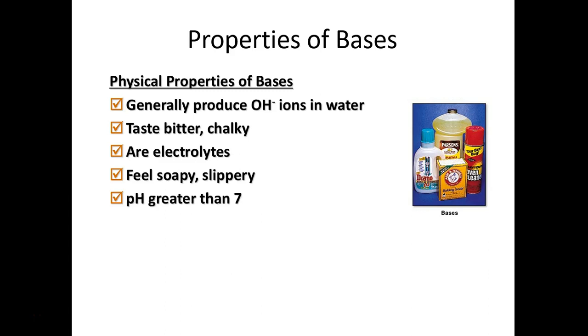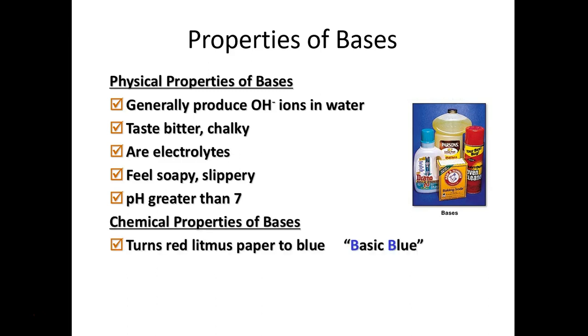So a lot of the common acids are in foods. Bases are typically not edible, although there are some. These are usually cleaning products. And chemically, bases turn red litmus paper blue. Base and blue both start with B, so that's how you can remember that. And they react with acids to form water and a salt.